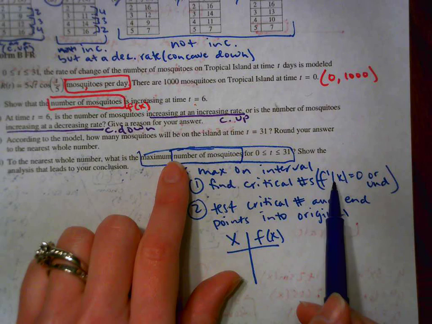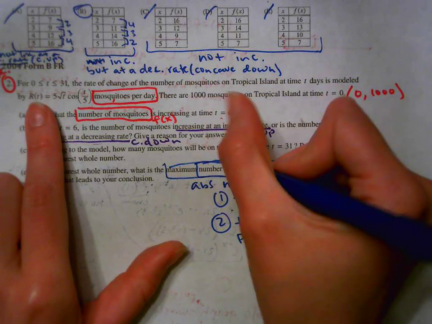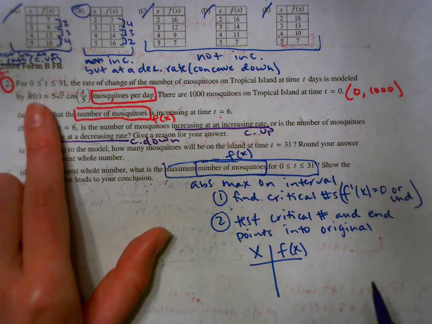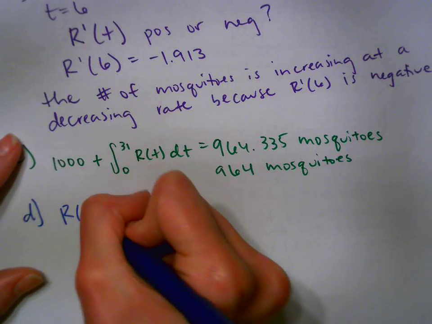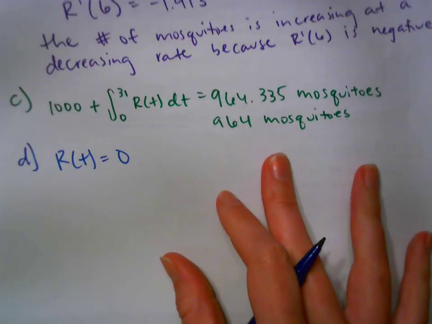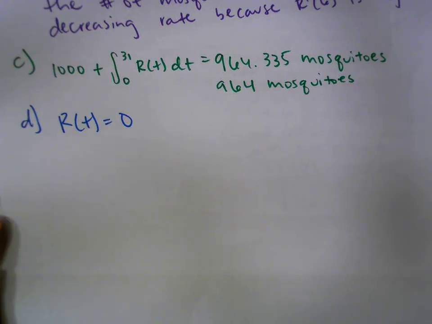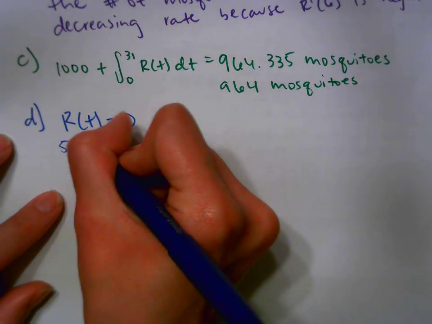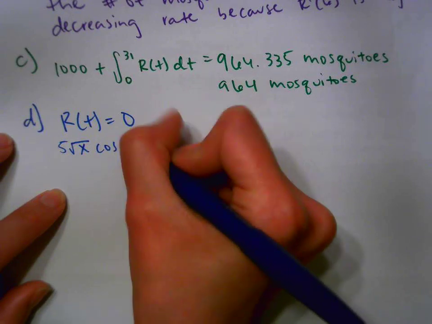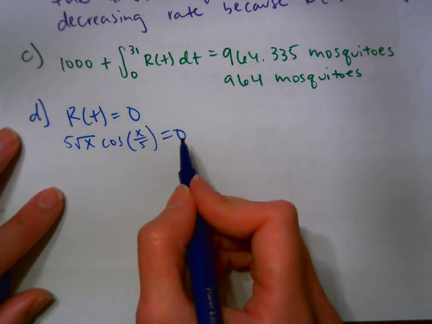Because we want to set f prime, that is your r of t. So you're not going to take r prime. We're talking about number of mosquitoes, which is f of x, so its derivative is r of t. So we're going to take r of t and set it equal to 0. Now to know when r of t equals 0, that's when 5 times the square root of x times cosine of x over 5 equals 0. And to know that, you would need to graph and get the x-intercepts.